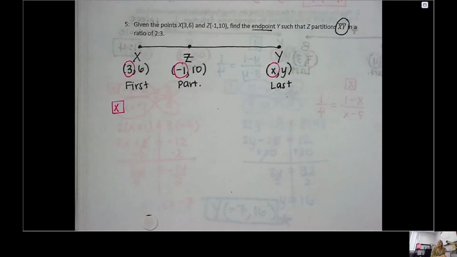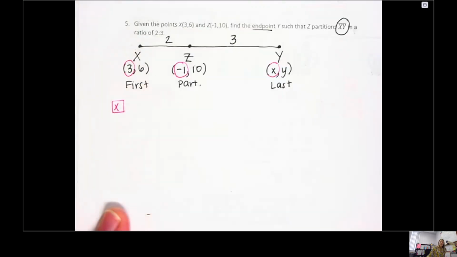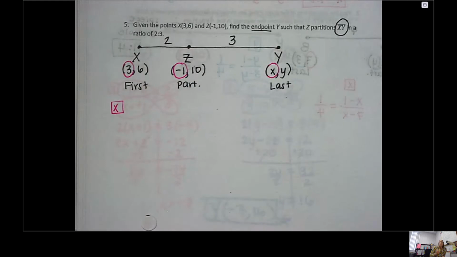Okay, now, still the same setup. Partition point minus the first over last minus partition. I'm sorry, I forgot to also put in the ratio 2 to 3. Okay, partition point minus the first over last minus partition. Who wants to go for it, Juan? Give it a try.